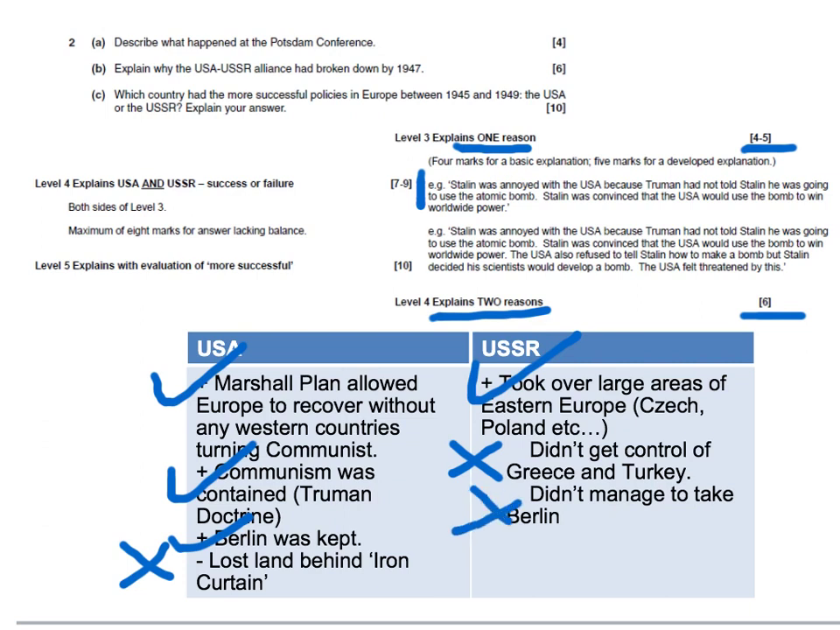It was unsuccessful. So therefore, just looking at the number of positives and negatives here, I would have to say that I'm going to evaluate that the USA's policies were more successful, because even though they lost part of Eastern Europe, they were in a position where they could get more successful stuff out of it, and I think towards the end of this period they were able to keep hold of Berlin, and that was a massive sucker punch to Stalin.